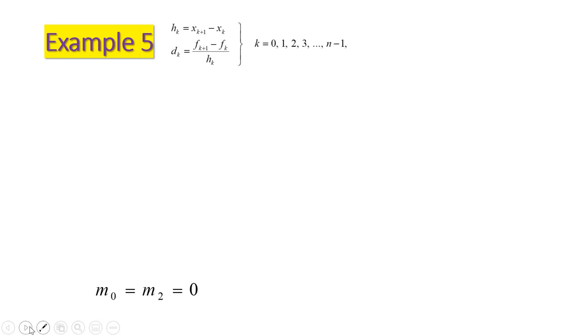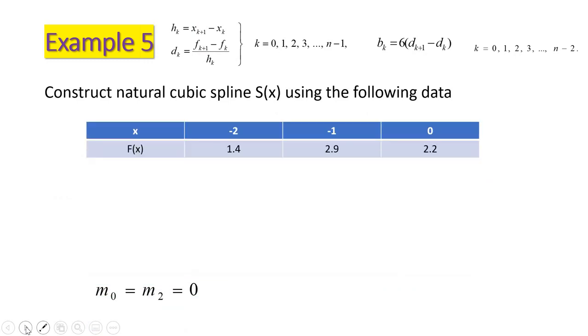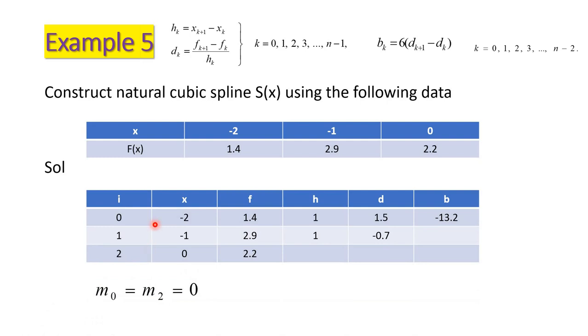Example 5. This is hk, dk. This is bk. So you construct the natural cubic spline using the following data. First of all, we turn the data x and y, or f, vertically. So this is x: negative 2, negative 1, 0, 1, 2. This is f: 1.4, 2.9, 2.2.